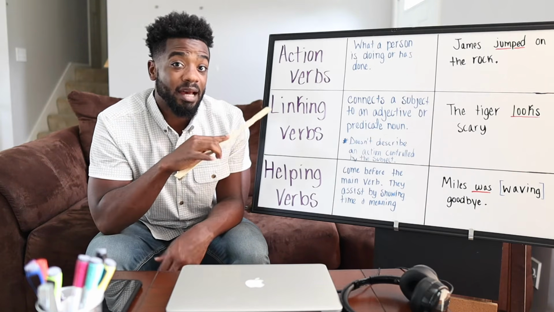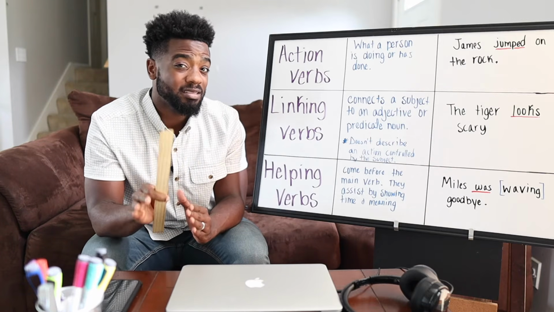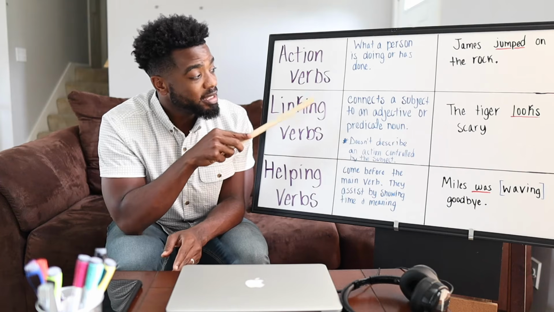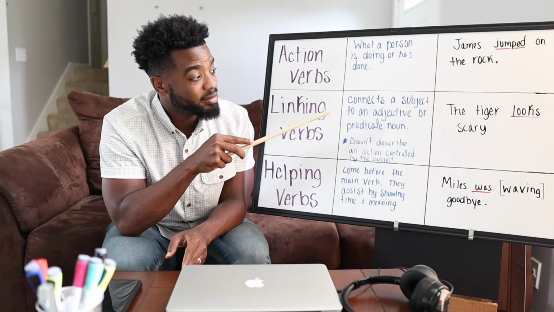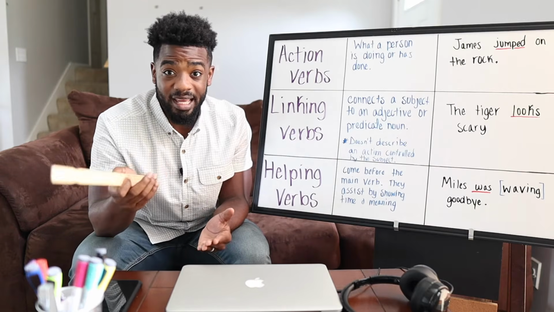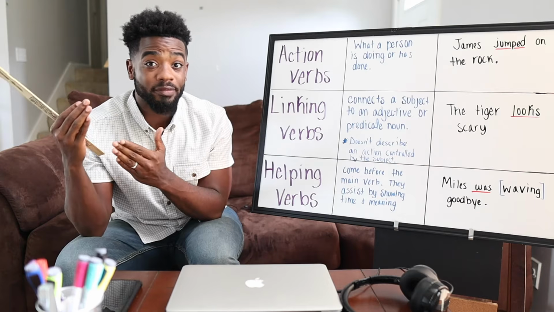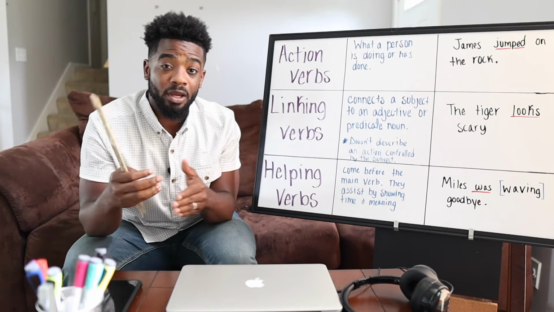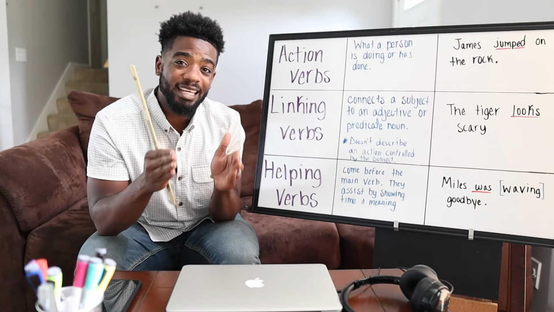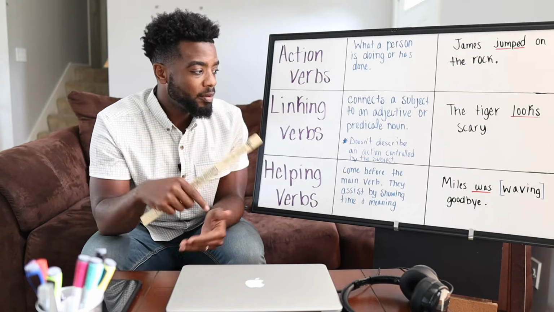Linking verbs. Now, linking verbs are a little bit more complicated, so you have to pay attention to the details. Linking verbs connect the subject to an adjective or predicate noun. Basically saying that in order for you to connect a person with some sort of adjective or some sort of trait, you must have a linking verb between the 2 so that the sentence makes sense.